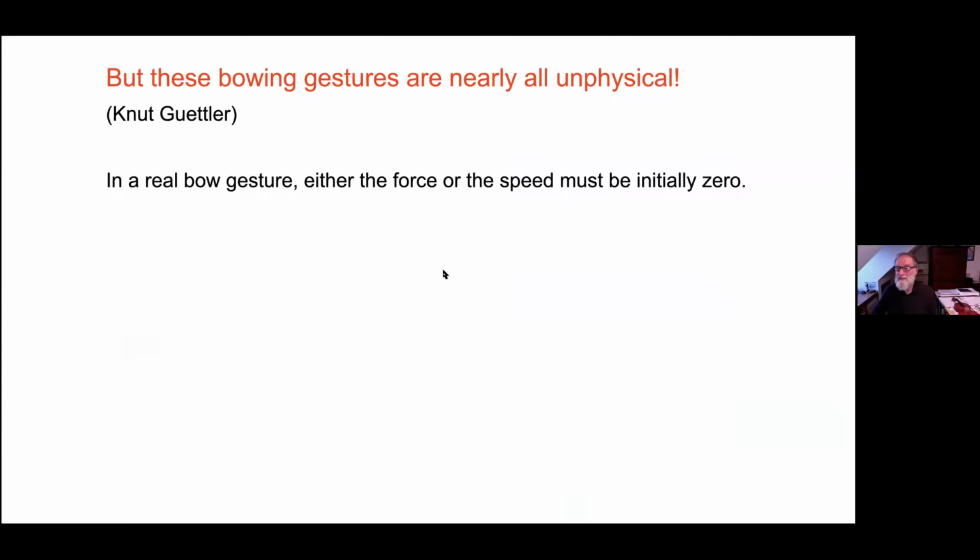So if you're already on the string with a non-zero force, then you start the bow. Otherwise, it's already vibrating. On the other hand, if you do a string crossing, then if the speed is already there and then you land on the string, the force has to grow from 0. So it only really makes sense for real bowing if either the force or the speed starts from 0.